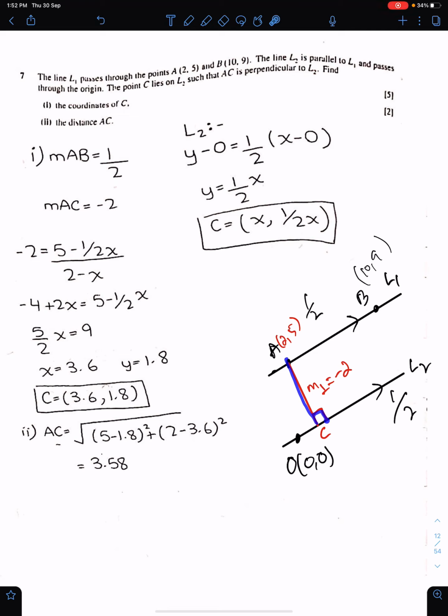Now we need the coordinates of C. This is so simple. First get the equation of L2, which is this. Use the gradient of this line because both lines are parallel. So gradient of L2 is half, and this point is on L2, origin. So with the help of these two things, we can get the equation of L2. Now get the equation of AC. For that you need to use this point and the inverse reciprocal of this gradient, which is minus 2. So use this point and this gradient and get the equation of line AC, which is this.